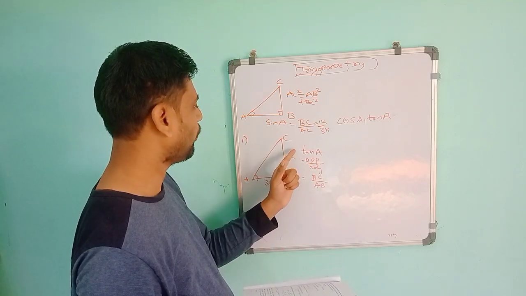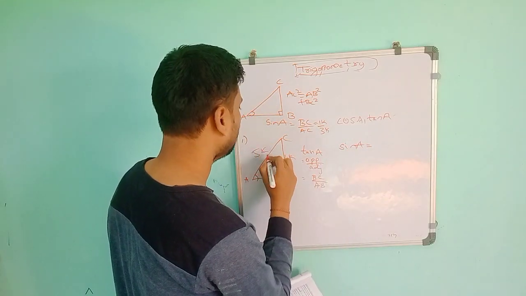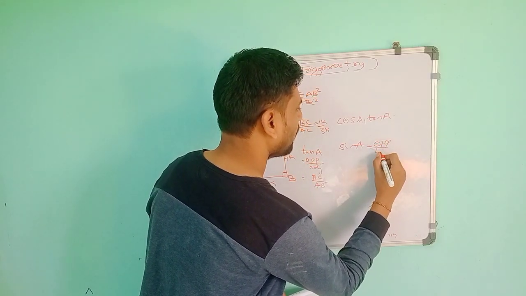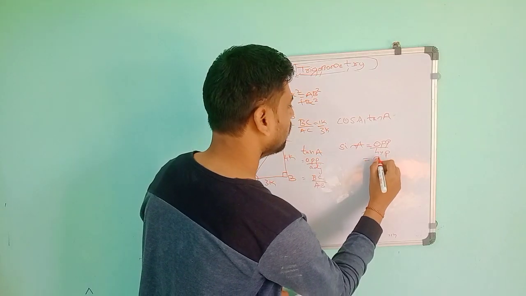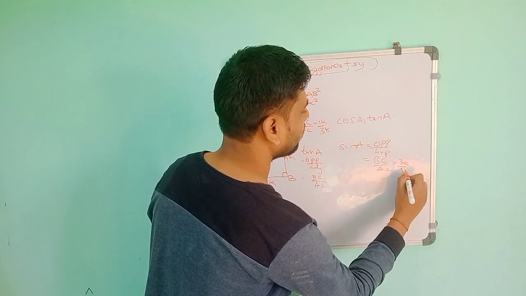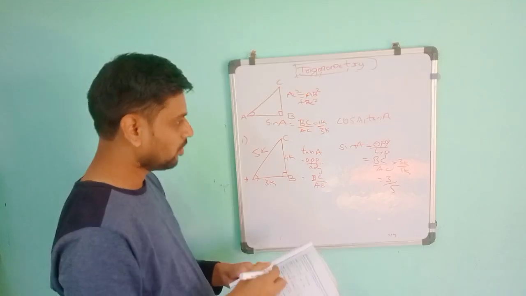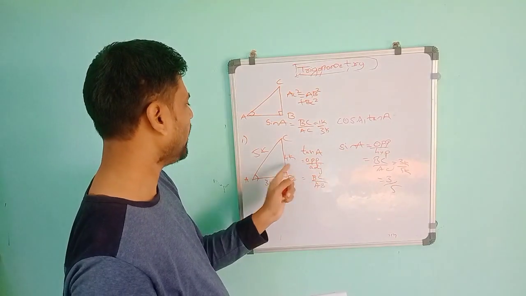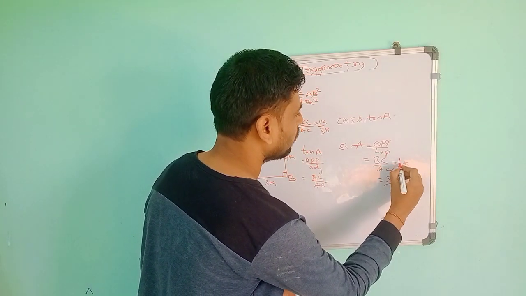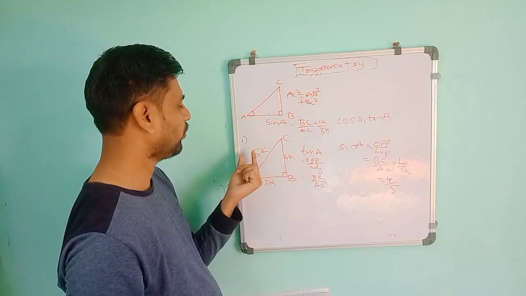So if you write AC is equal to 5k, take the example of sin A. Sin A is nothing but opposite by hypotenuse. So opposite here is BC, hypotenuse is AC. It will become 3 by 5. 3k by 5k is nothing but 3 by 5. So the answer will be 3 by 5 for sin A, opposite by hypotenuse. Then cos A is adjacent by hypotenuse, 4k by 5k, which is 4 by 5.